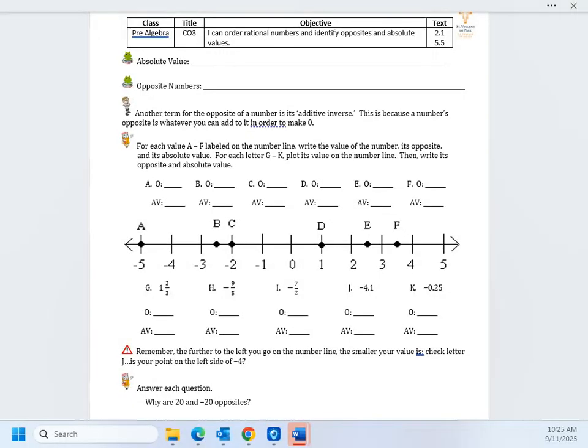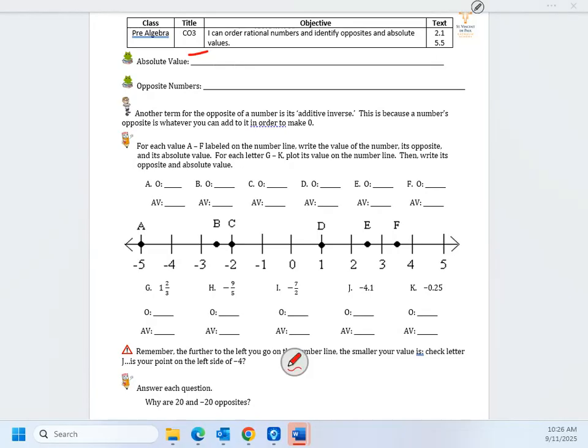Okay, good morning. Today we are working on CO3. I can order rational numbers and identify opposites and absolute values. So we've been working with those rational numbers all week. We're just taking it one step further. Okay. So first thing we have to do is figure out our definitions. What does absolute value mean?